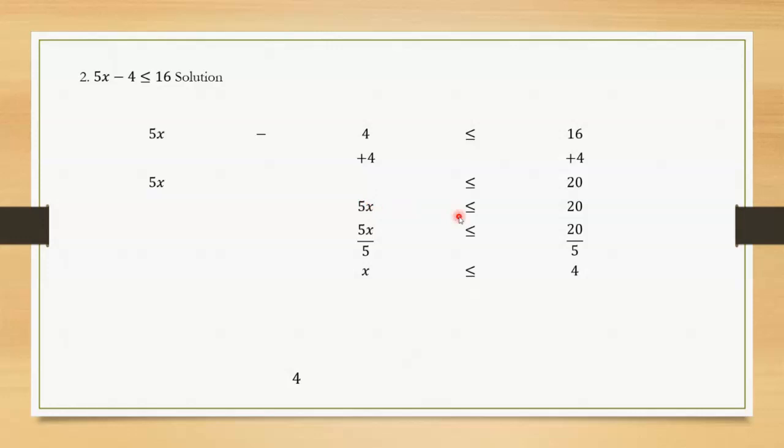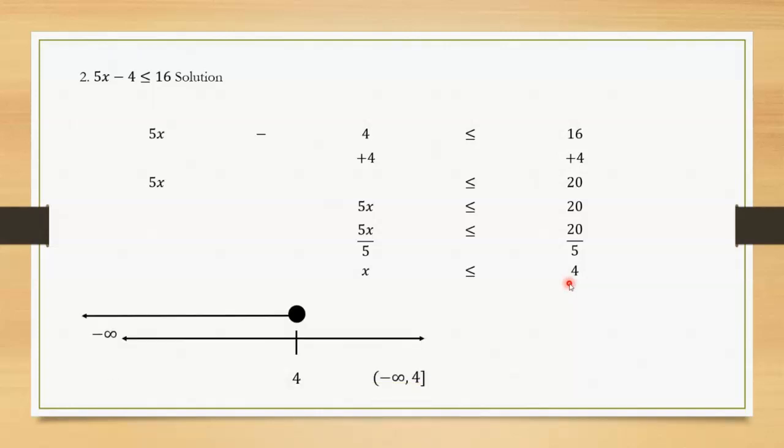Now, as you can see, we're dividing by 5. Now, 5 is positive, okay? So we don't turn the inequality around. We leave it the way it is. And so by dividing by 5, we get x less than or equal to 4, as you can see.